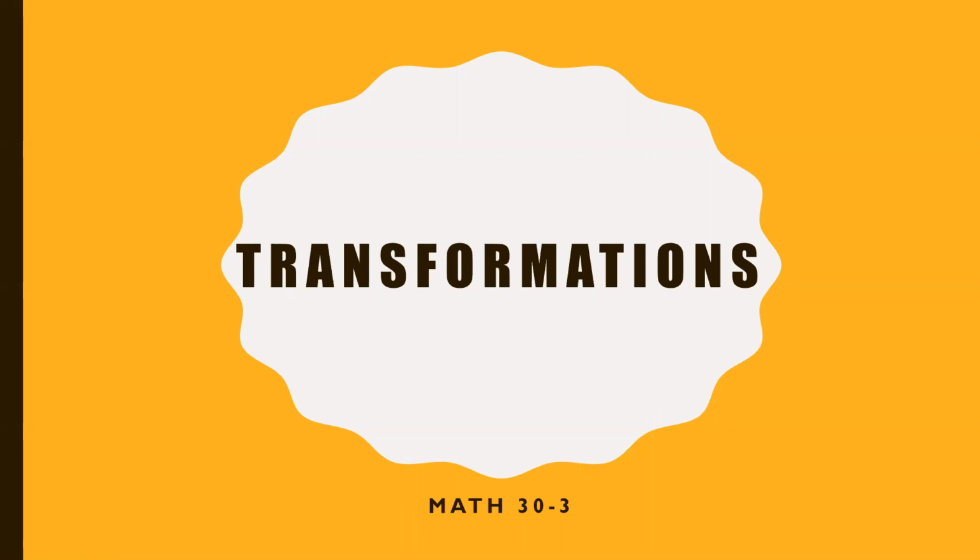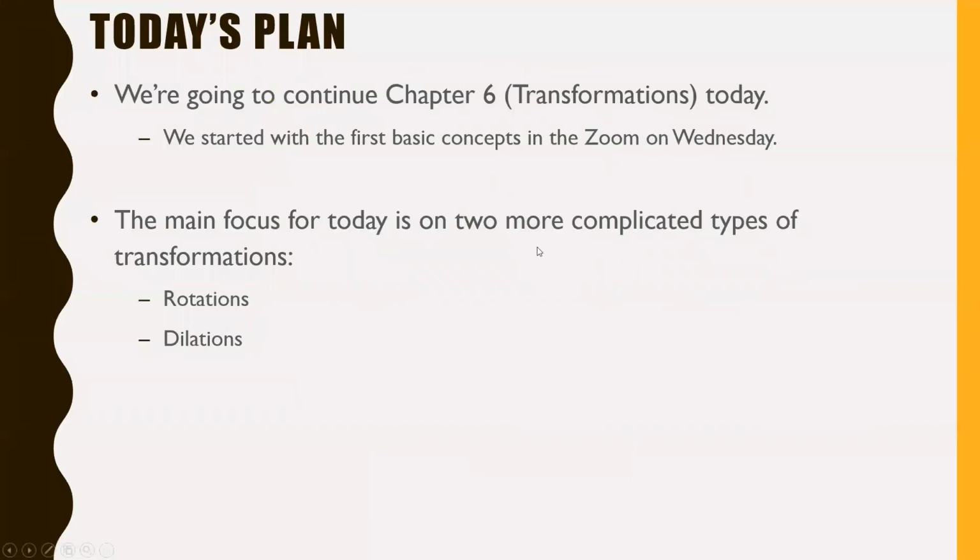We're going to move on. Today we're going to talk about something a little bit more complex than that. That was just the basic stuff. Let's get started. So again, we're going to continue chapter 6 today. So this is the very beginning of it, of course, during the Zoom. We will have talked about some of the earlier concepts, of course, just some of the more basic ones. The main focus for today is on two more complicated types of transformations, which are rotations and dilations.